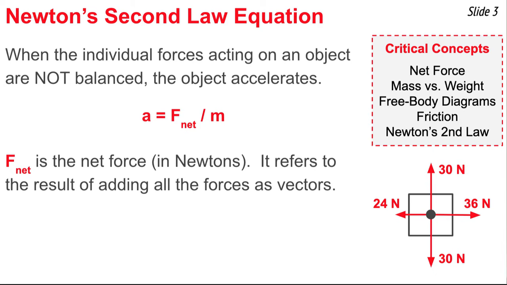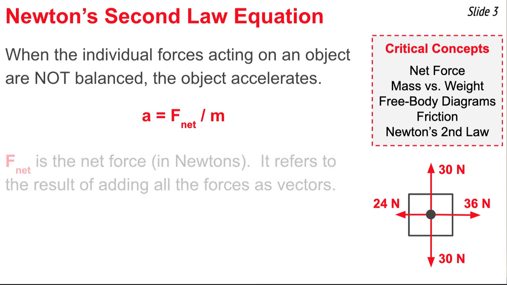In the diagram shown here with forces given, you'll note that they do not balance. The up and down may balance, and 30 up and 30 down may add to 0, but 36 to the right is not balanced by 24 to the left. So if we add this leftward or negative force to the rightward or positive force, we end up getting 12 newtons to the right. And that's the net force in this diagram.